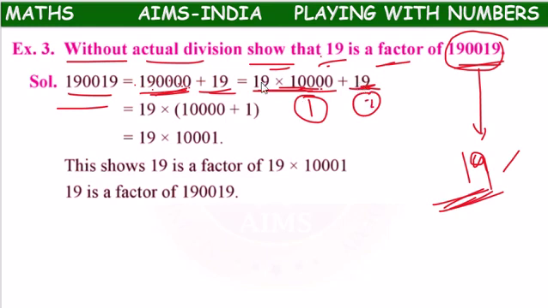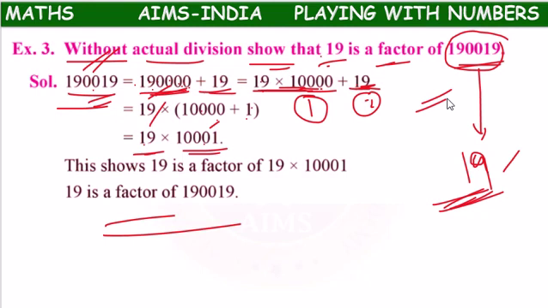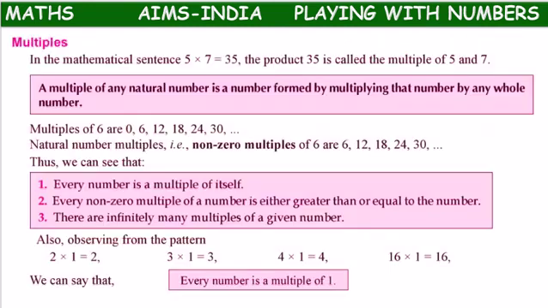In these two terms, 19 is common. 19 we can take it out. So 19 into 10,000 plus 1, that is 10,001. So 1,90,019 can be written as 19 into 10,001. So 19 is a factor of this one. 10,001 also is a factor of this product. Like this, without division also we can find the factors.